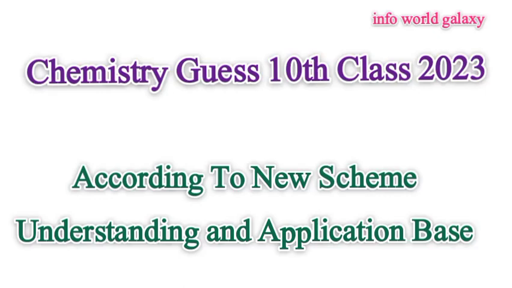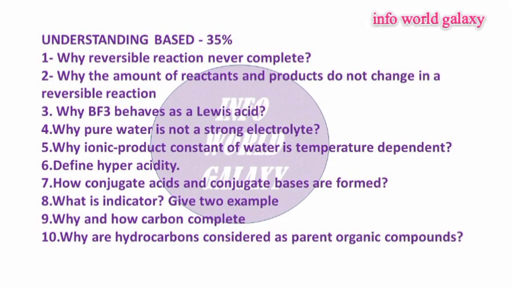Chemistry Guess Paper, 10th Class 2023, according to the new scheme. Understanding and Application Base. Understanding Base, 35% included in the chemistry paper. Question 1. Why is a reversible reaction never completed?